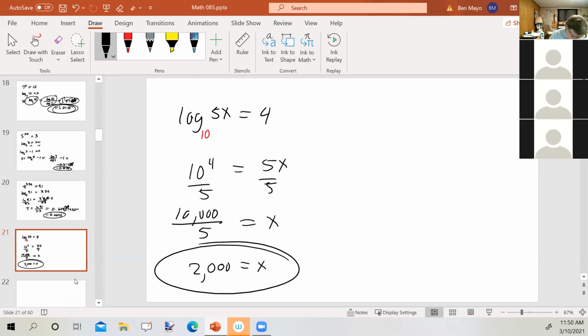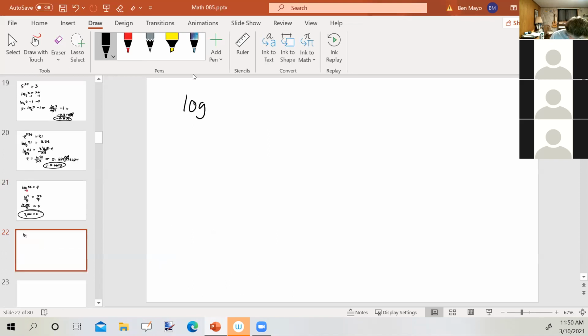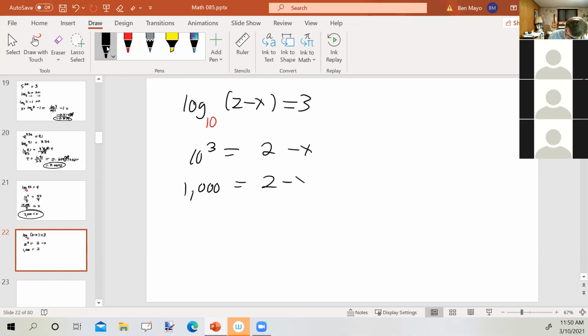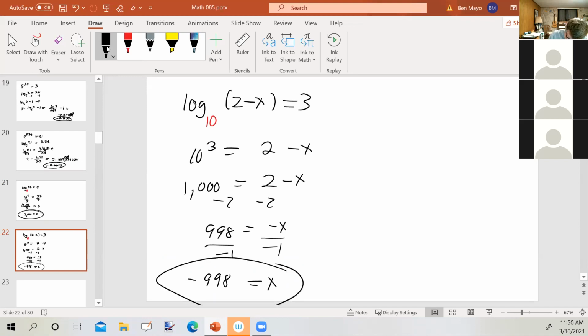Let's say we've got the log of the quantity 2 minus x equals 3. So again, there's an implied 10 there. So 10 cubed equals 2 minus x. 1,000, 10 cubed, equals 2 minus x. Subtract 2, 998 equals negative x. Divide by negative 1, x equals negative 998. Any questions there?